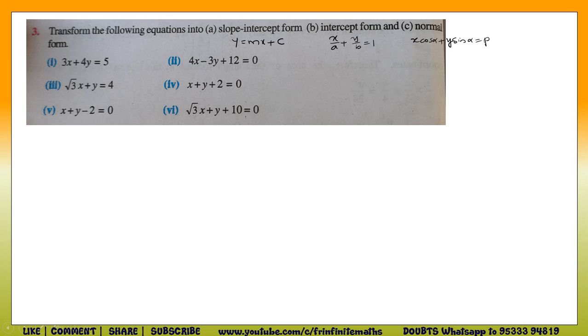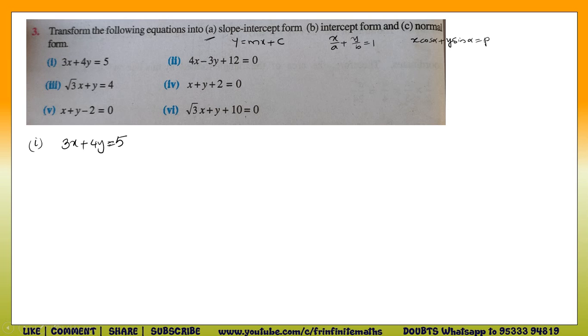So I'll explain three questions. The remaining three questions, do it yourself, try to solve them, right? So we are going to take the first question first. Question number 1: what he has given is 3x plus 4y is equal to 5.